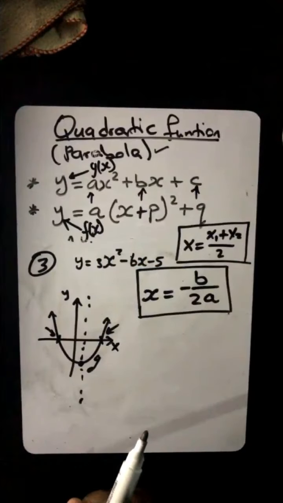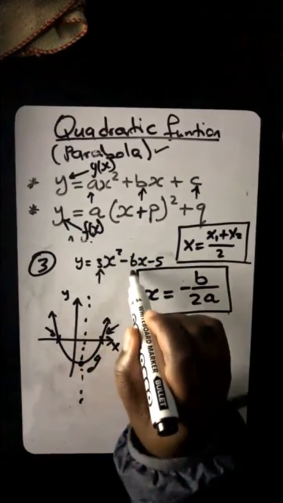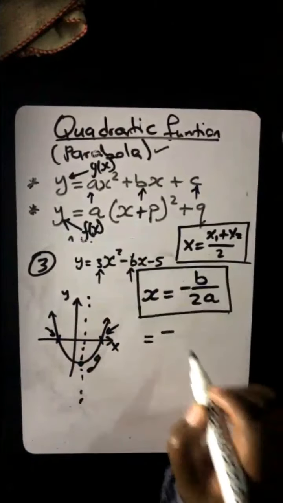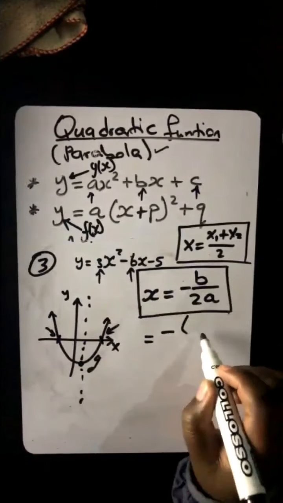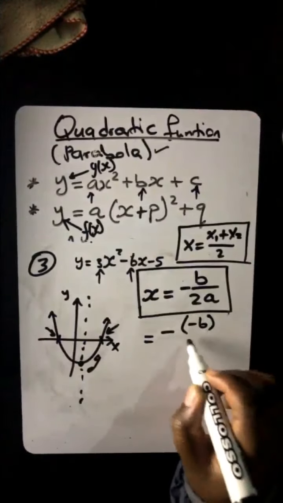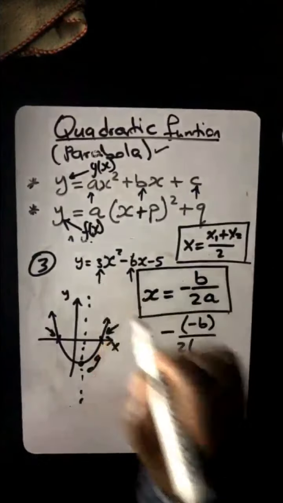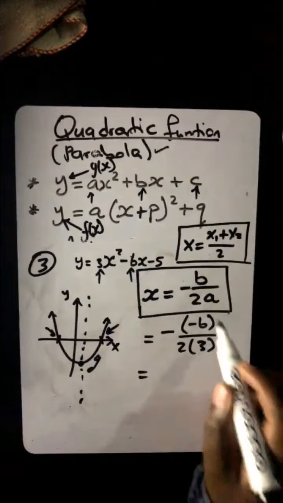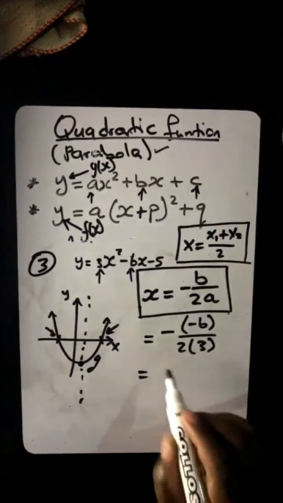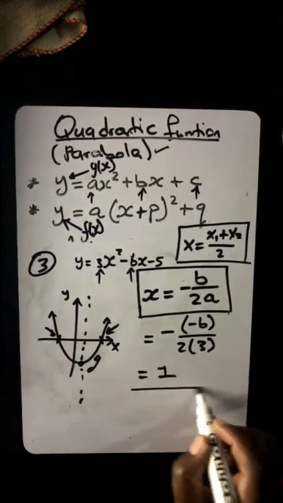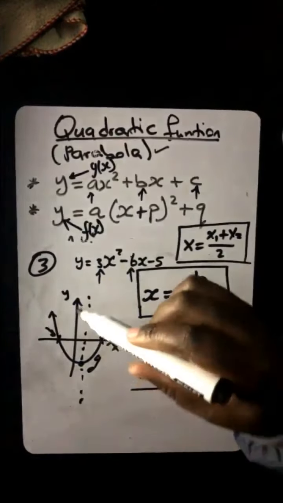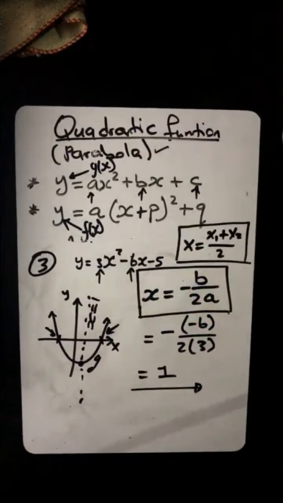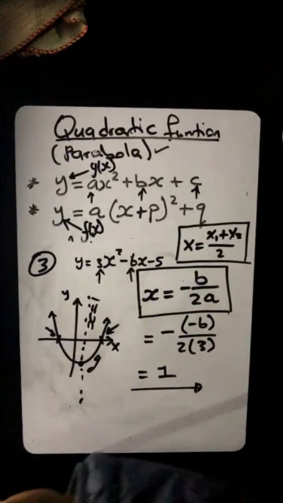So that means 3 is your a, that one is your b. So be careful when you substitute. You have that negative from the original formula. In brackets, substitute your b value, which is negative 2, divided by 2. What is your a value? Is 3. It's equals to. Then you can punch all of this on a calculator. I think you're going to have positive 1. So that means your axis of symmetry, you say x is equals to 1. So that is your axis of symmetry.